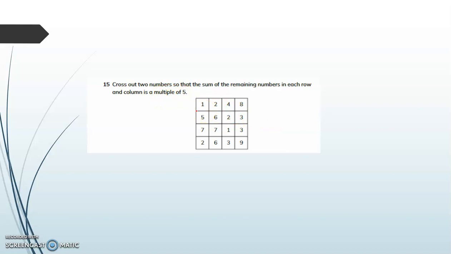First, we will find the sum of all the rows and the sum of all the columns, then look at the numbers that are not multiples of 5. So we'll start with the first row. 2 plus 1 is 3, 3 plus 4 is 7, 7 plus 8 is 15.